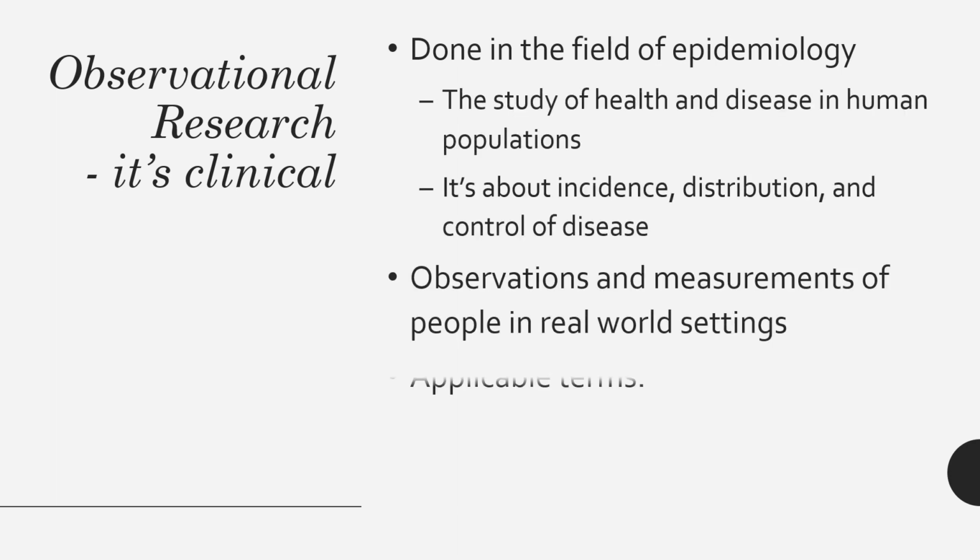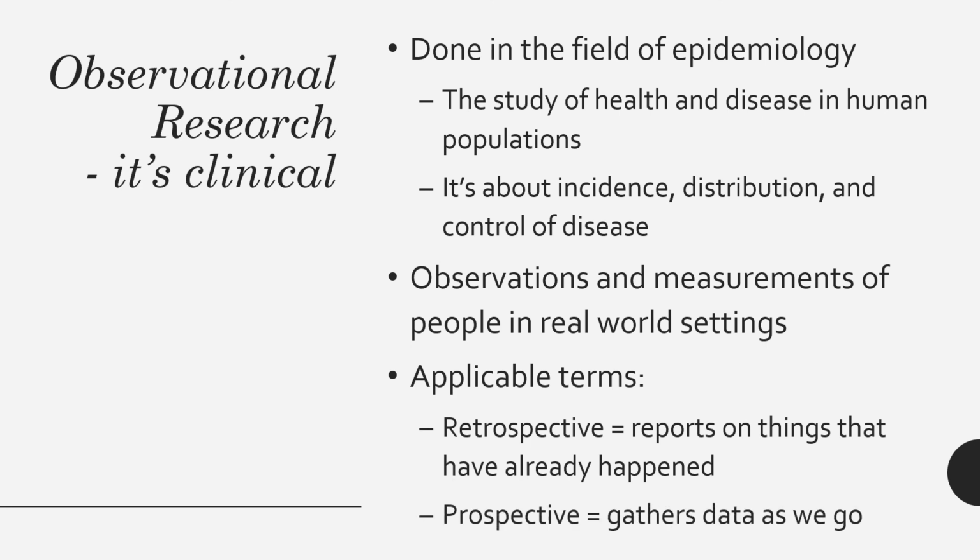Now, when we talk about observational research, we're really looking at things that are clinical. So it's done in the field of epidemiology. I want you to know the definition of this. It's the study of health and disease in the human population. It's truly about incidence, distribution, and control of disease. It's observations and measurements of people in real-world settings. And the applicable terms to this are things like retrospective, which means that we're reporting on things that have already happened, and prospective, which means that we are gathering data as we go along.